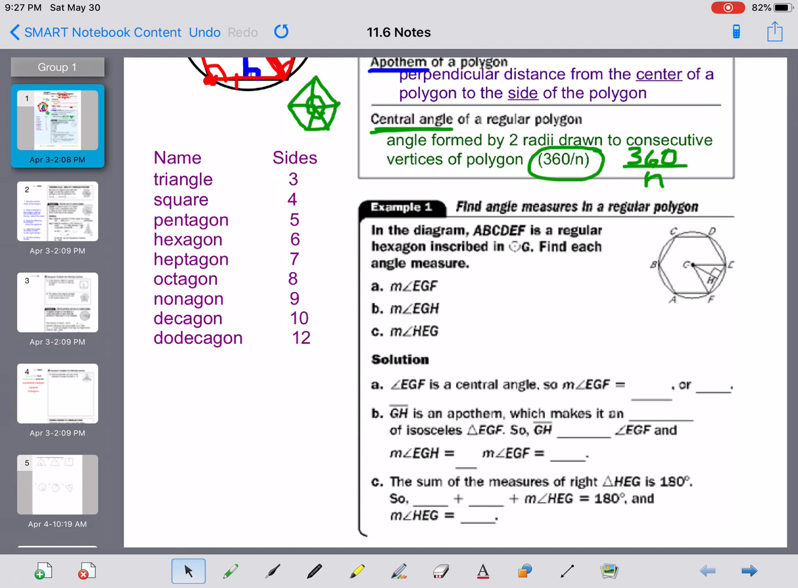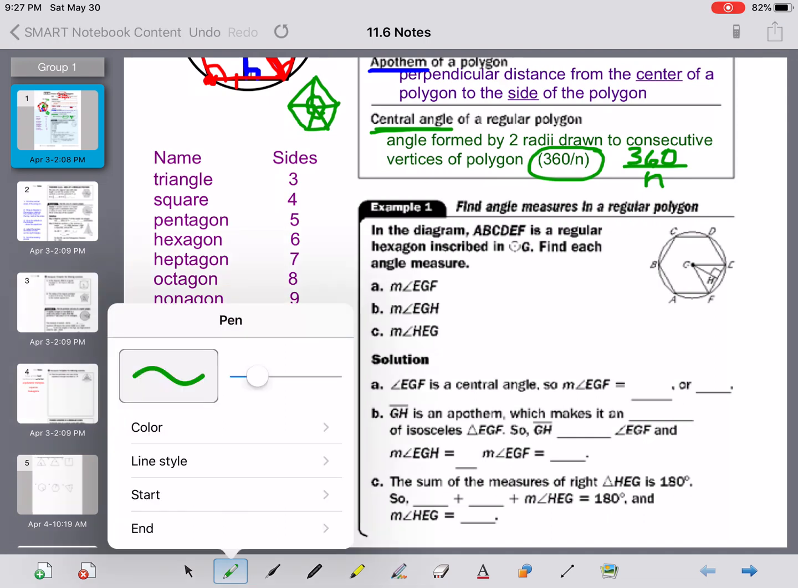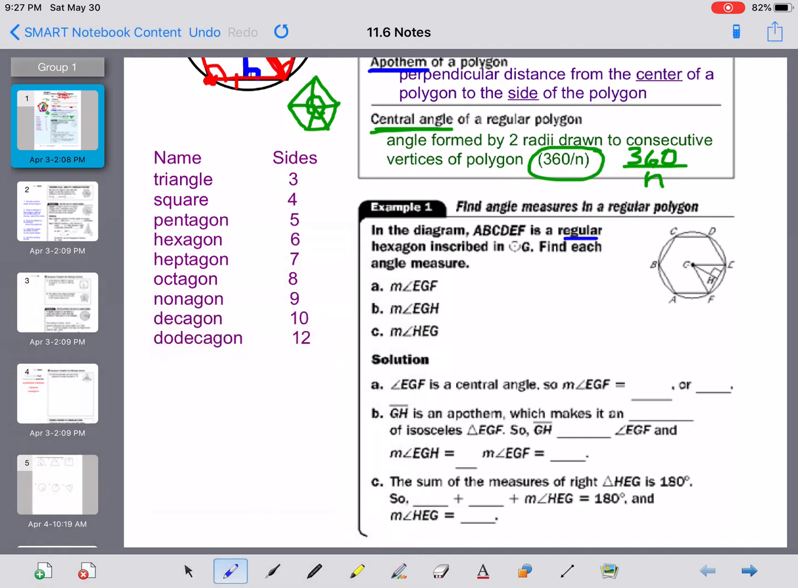All right, so in example 1, we're going to just talk about these angles, starting with our central angle. So in this diagram, ABCDEF is a regular hexagon. Okay, so we're going to start right away with our regular hexagon, meaning we have 6 sides, all of them are the same, and we're going to work on finding our angle measures. So the first one I want to look for is EGF.